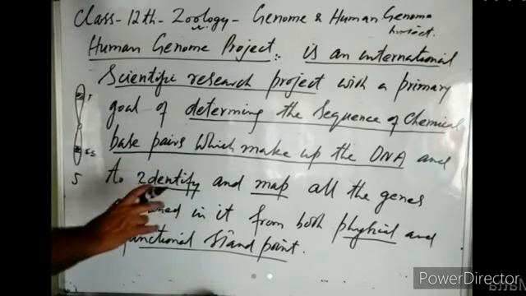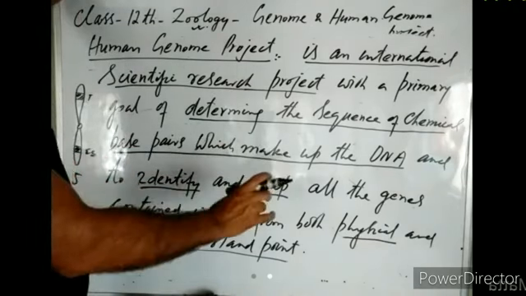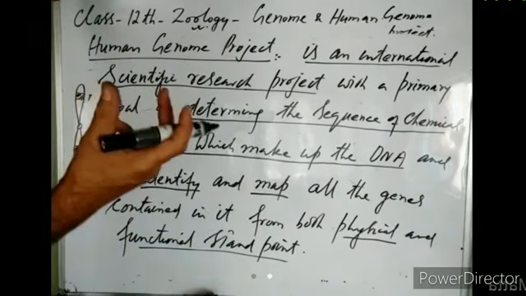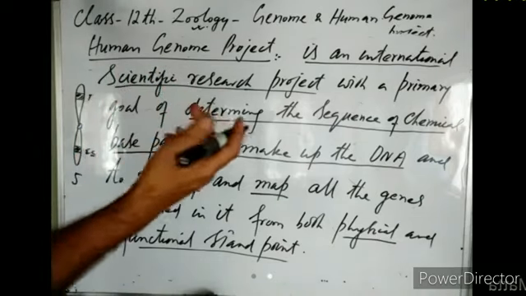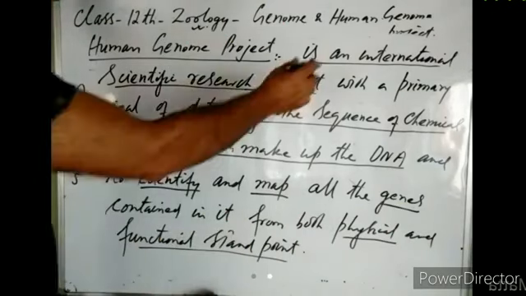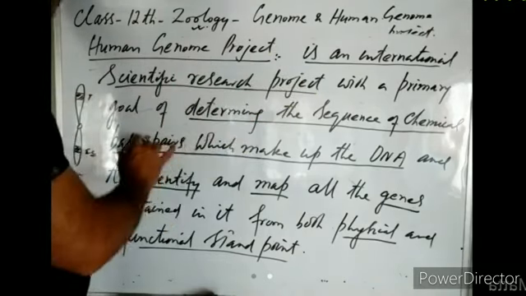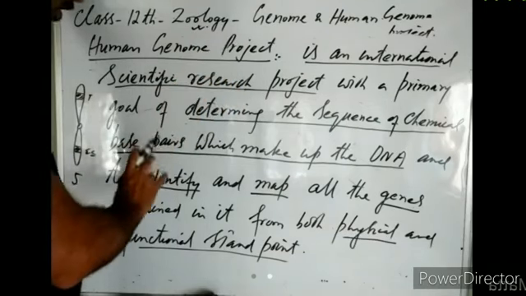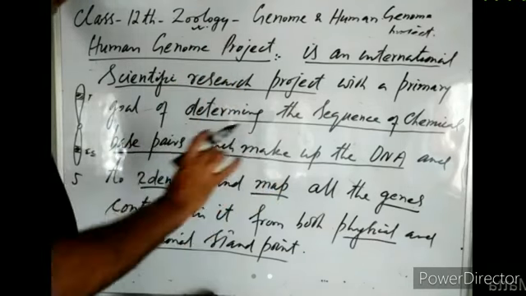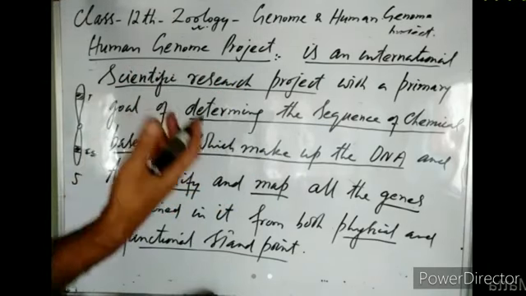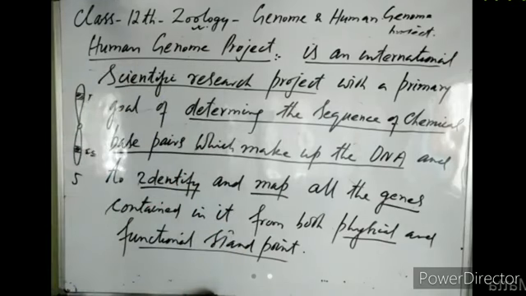So they have identified the genes, mapped them, located their positions on different chromosomes, and studied the structure and function of the genes. This is the definition of the Human Genome Project. Its primary goal was to determine the sequence of chemical base pairs which make up the DNA. Then another goal was to identify and map the genes. And another goal was to study the structure of the gene and understand its function.